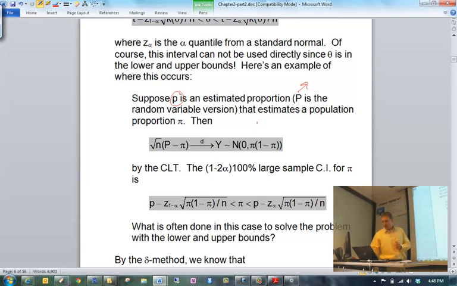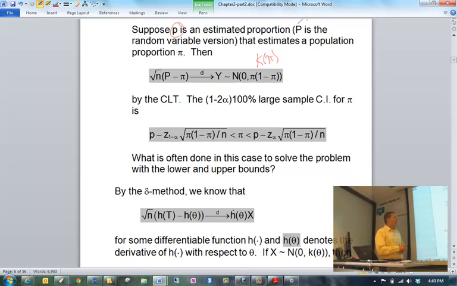So notice how this, you could say this is, let's say, k of pi. It's a function of your unknown parameter. One could then do some algebra and come up with this particular interval. The problem with this interval for pi is that pi is also on the left and the right-hand side. So what does one usually do in this kind of situation to get rid of this? Replace them with p's. And this is what's often referred to as a Wald confidence interval for pi.